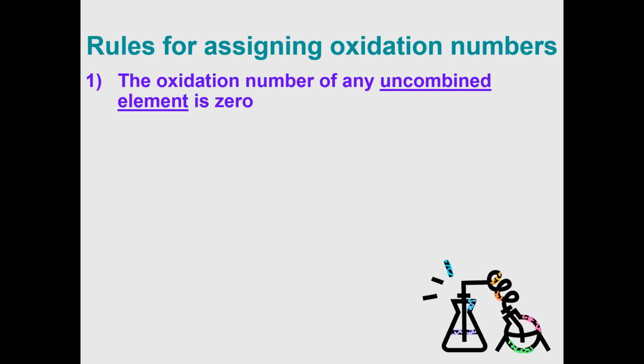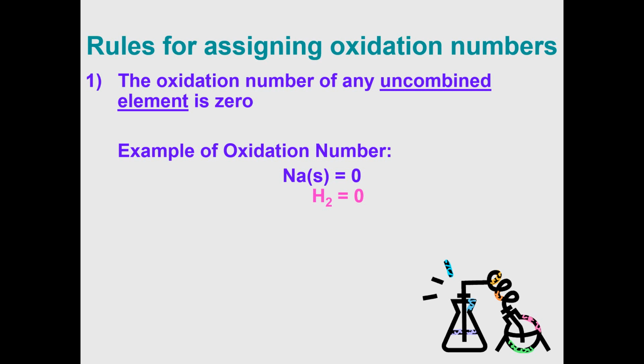Rule number 1: the oxidation number of any uncombined element is 0. I have a few examples for you. Na has an oxidation number of 0 when it's by itself, and any diatomic, like hydrogen, H2, has an oxidation number of 0. So the oxidation number of 0 means that there is no loss or gain of electrons to form the bond.